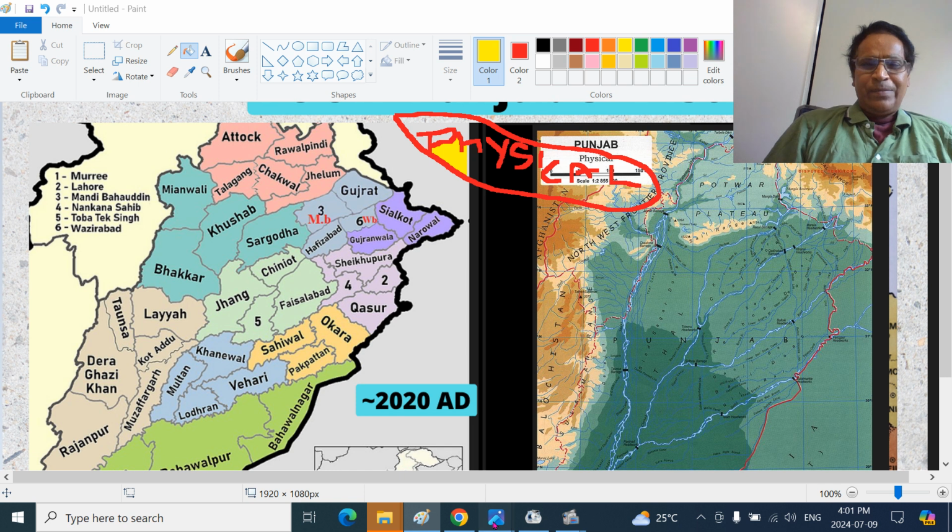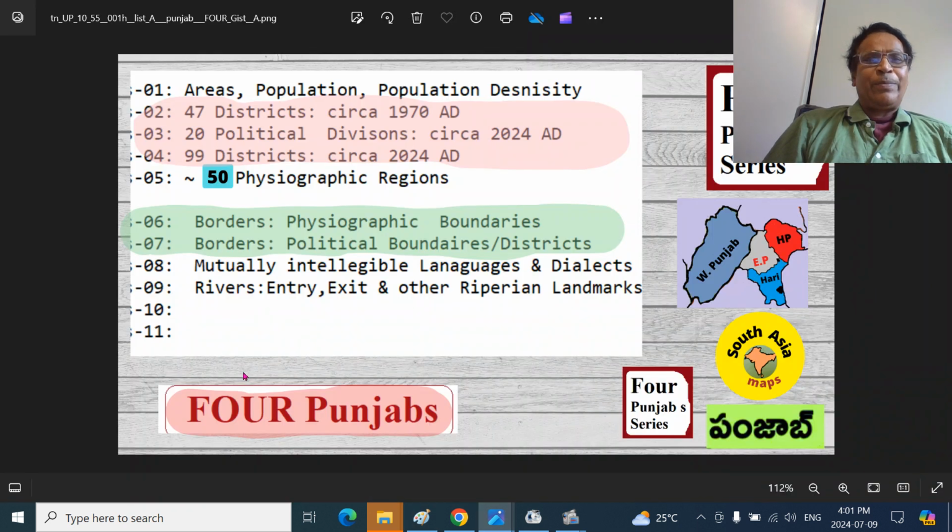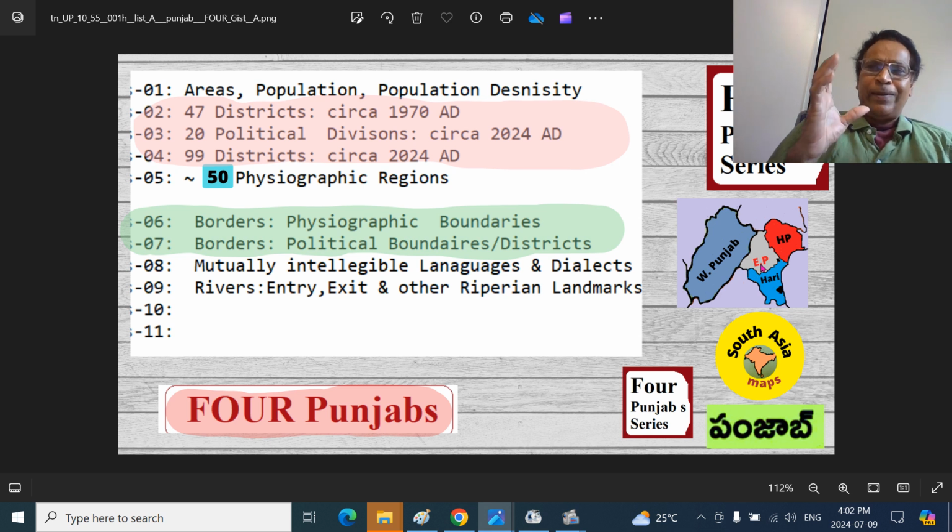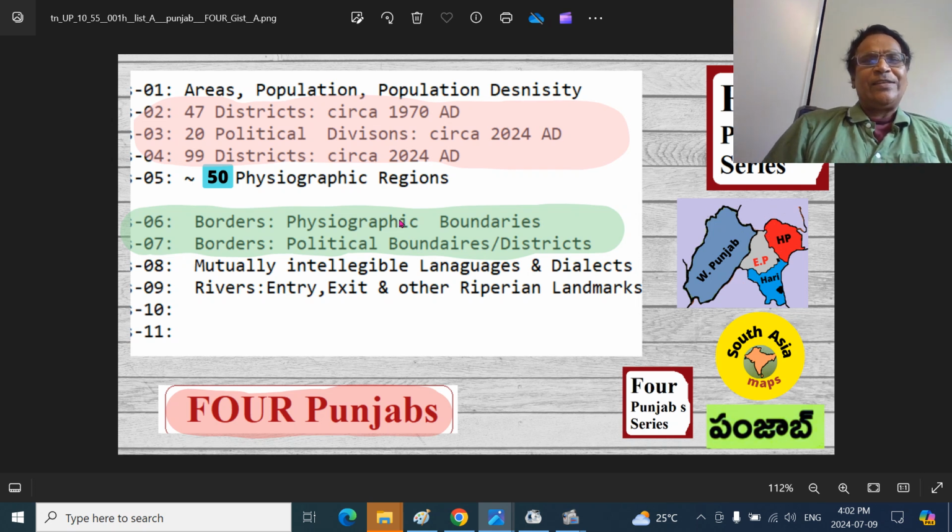Mitranam, this is our four Punjab series, and we are in part 6, the borders of the four Punjabs. Look around the Punjab, the four Punjab regions. This is called physiographic boundaries. Next, we'll see the political boundaries.